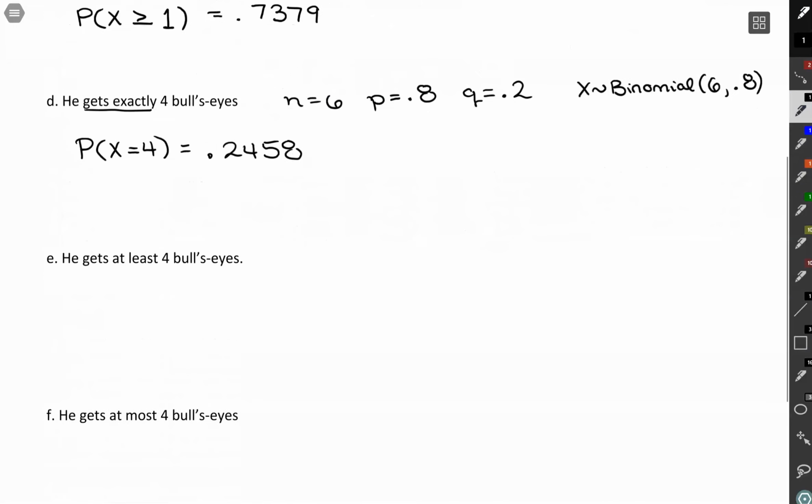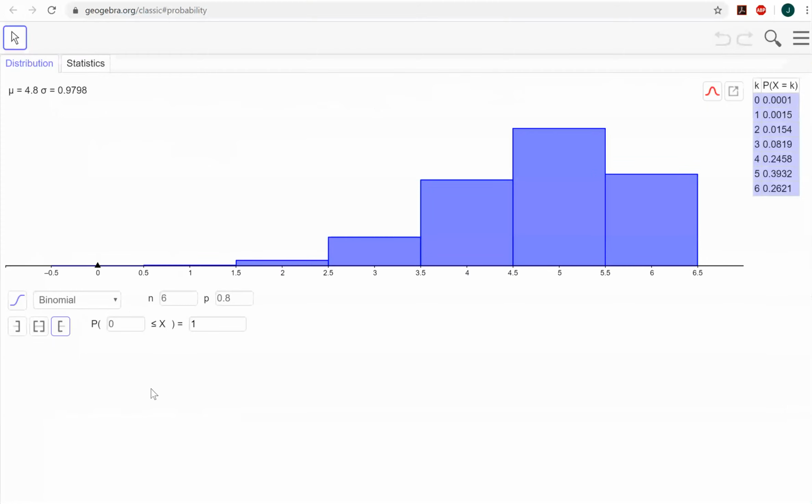Part E, he gets at least 4. So again, 4 is the very least value. We want everything above that. So what's the probability of X being more than or equal to 4? So we need to switch in GeoGebra to what form we're using. So at least is going to be this right-sided, so it stops and it has everything off to the right-hand side. And we need our value of 4 there for a probability of 0.9011.